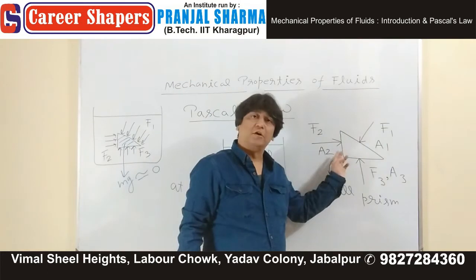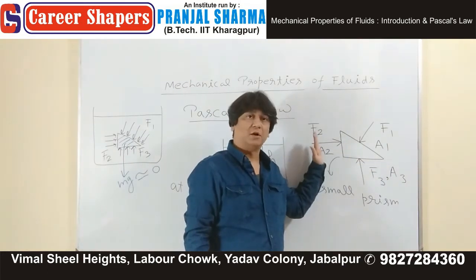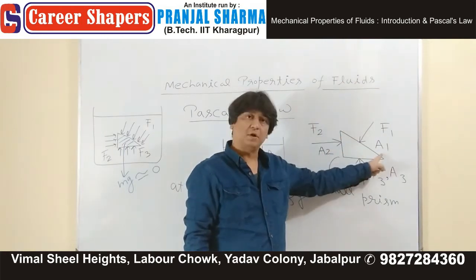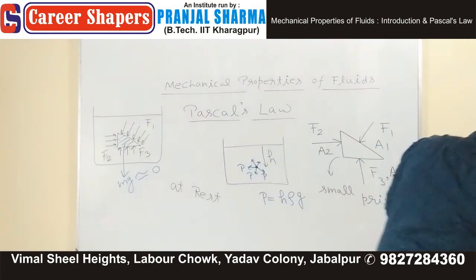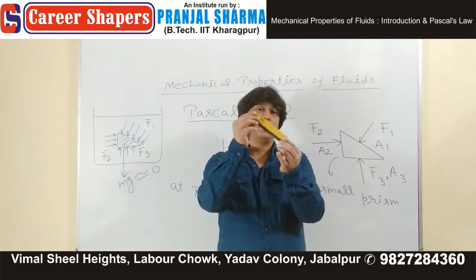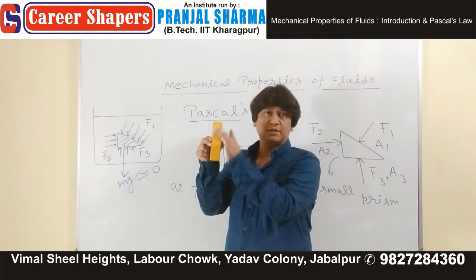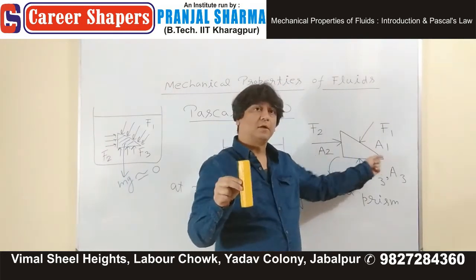In our triangular portion, bottom area is what? A3, this side, perpendicular side, A2, and the hypotenuse is what? A1. It's not the length, it's the area. Something like this. If I say you're looking at this, you're looking at the side edge, but then the side edge has certain surface area. That surface area is what? A1.